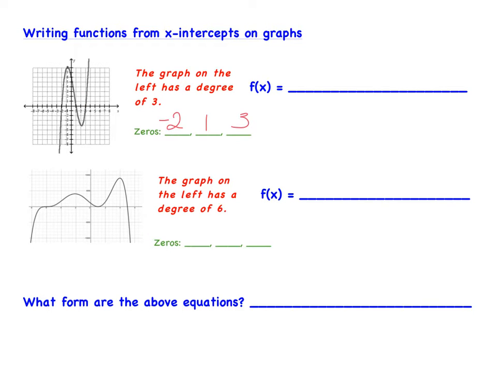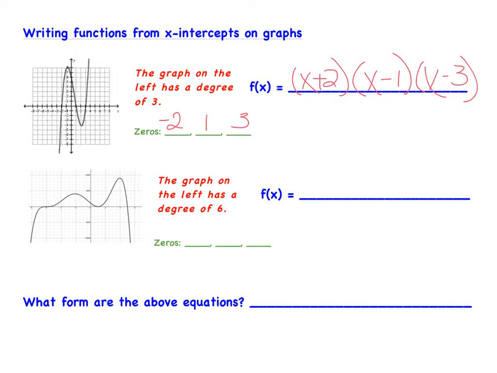So in order to write this equation, I need to take my zeros and turn them into factors. And all I have to do is change the sign. So I have f of x equals x plus 2. Remember, invisible exponent of 1. Times x minus 1 times x minus 3. So there you go. You've just written a polynomial equation by looking at the zeros.